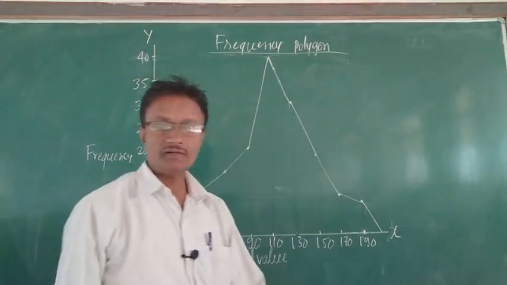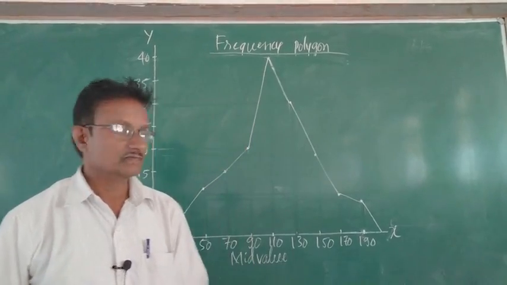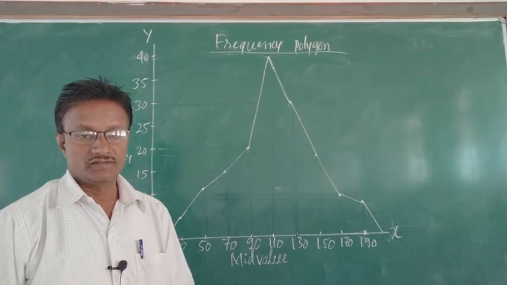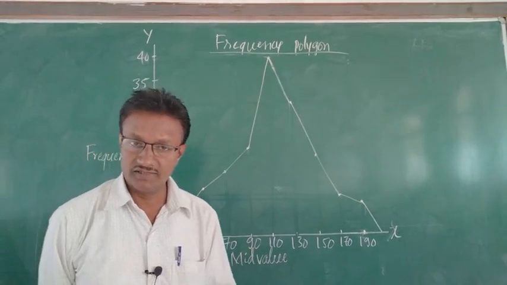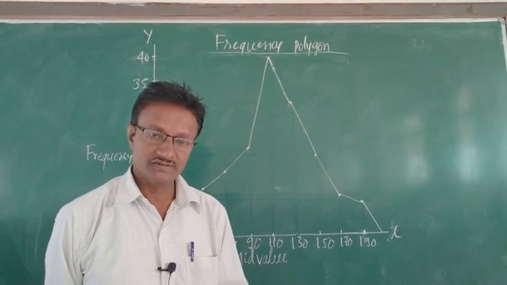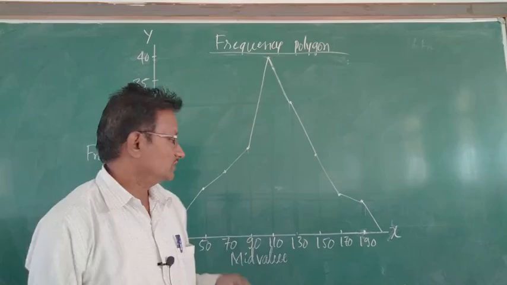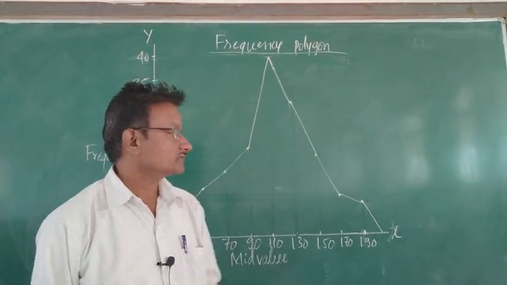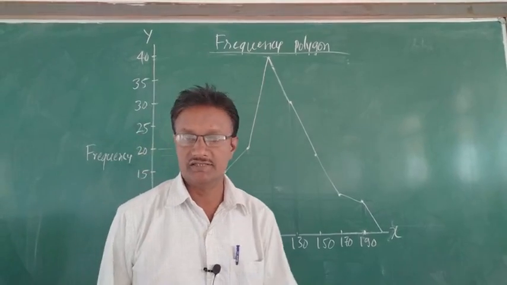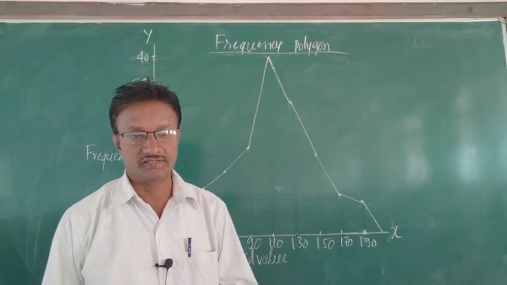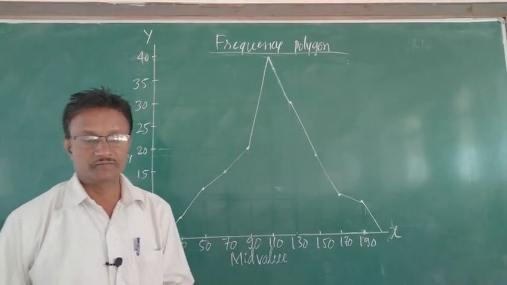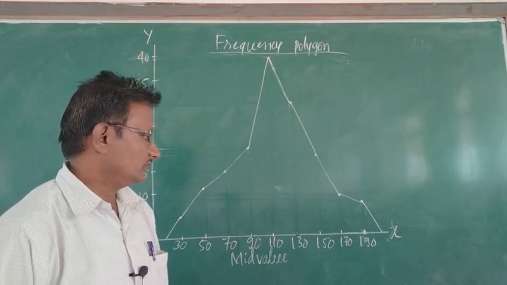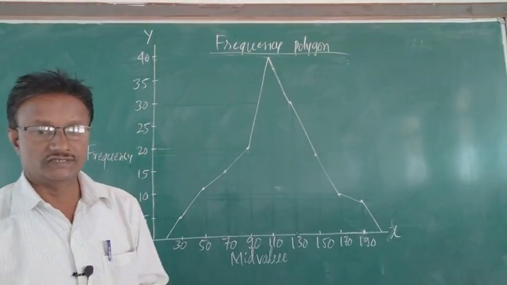For a discrete frequency distribution, there are no class intervals, only values and frequencies. So we are not required to ascertain mid values because the values are already given. Corresponding to value and frequency we have to plot a point, and by joining all the points by straight lines we get the frequency polygon. Frequency polygon is useful for comparison of two or more frequency distributions.